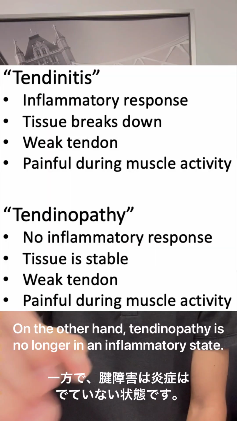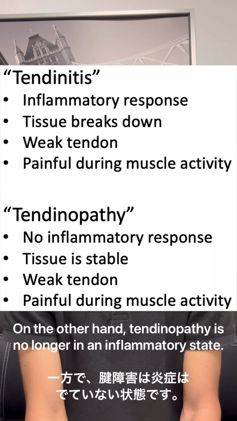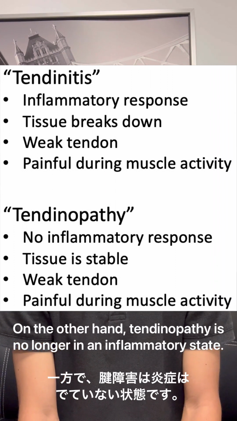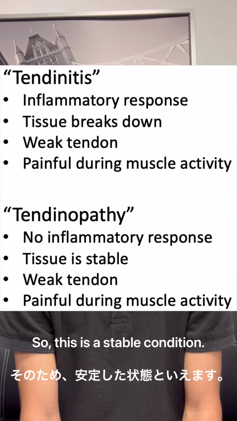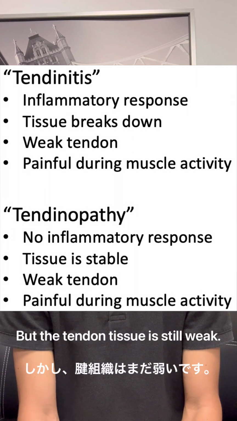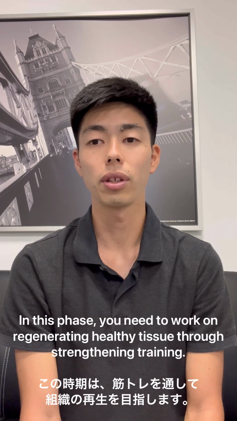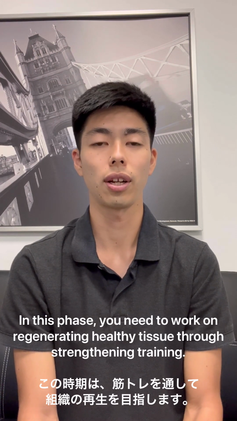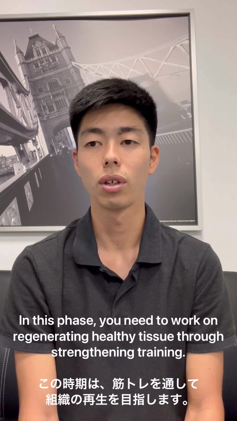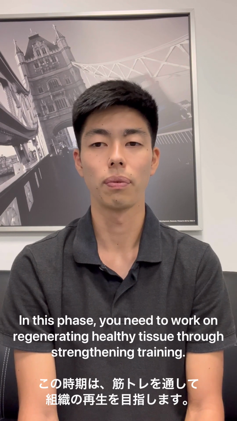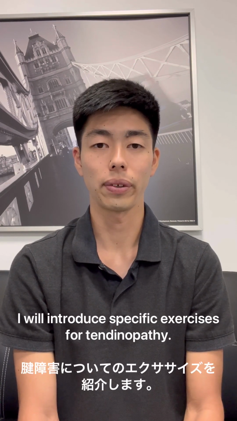On the other hand, tendinopathy is no longer in an inflammatory state, so this is a stable condition. But the tendon tissue is still weak. It typically occurs after the tendinitis calms down. In this phase, you need to work on regenerating healthy tissue through strengthening training. I will introduce specific exercises for tendinopathy.